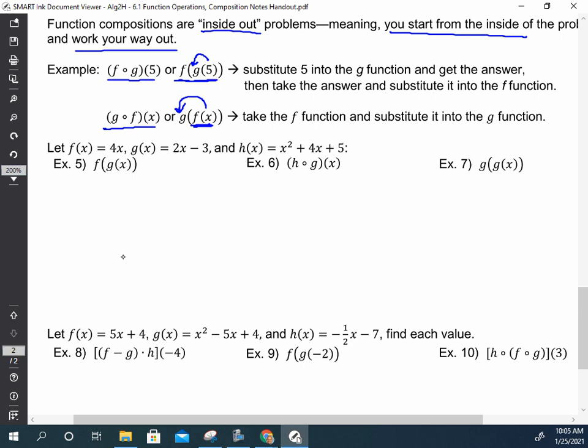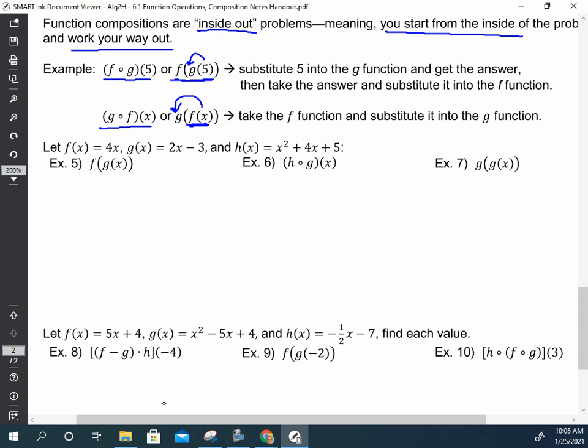Just like with the first 4 examples, I'm going to give you some functions to start with. So remember, compositions are inside-out problems. Start from the inside, work your way out. So f of g of x means you're going to take the g function and plug it into the f function. Your f function is 4x. Your g function is 2x minus 3.